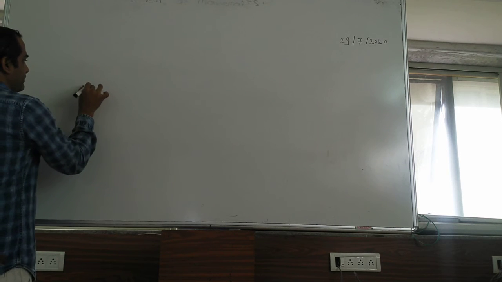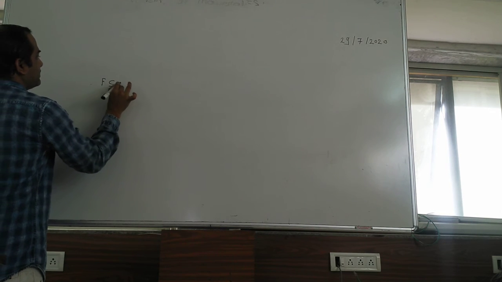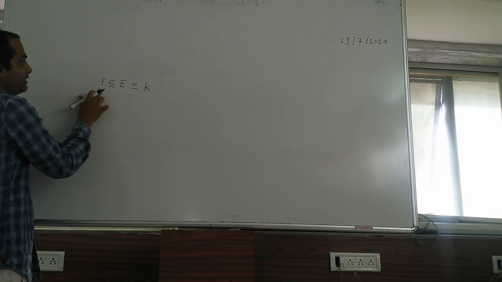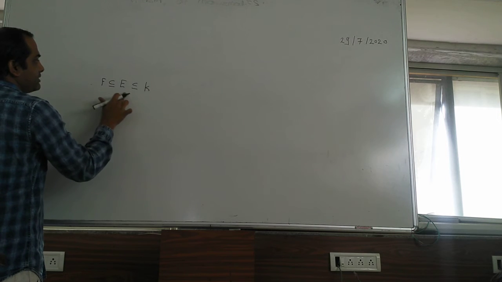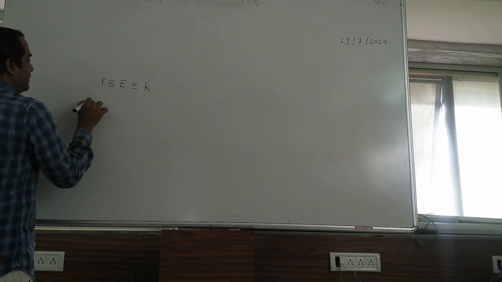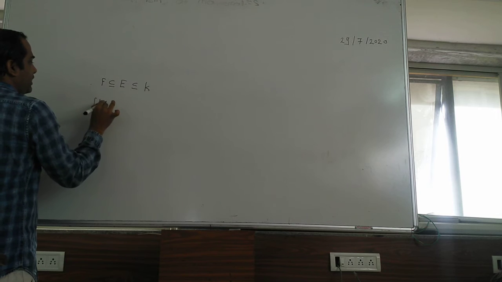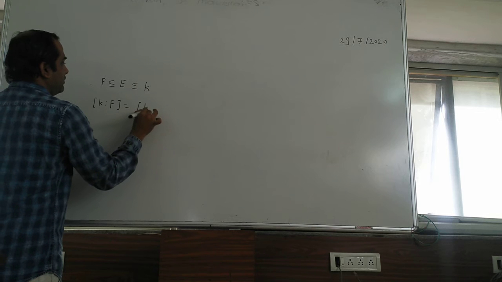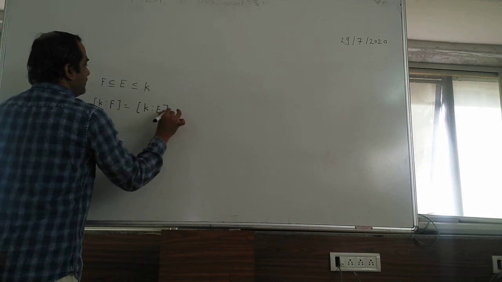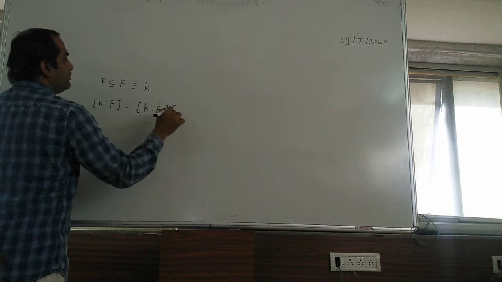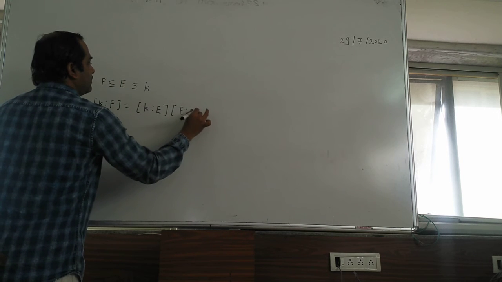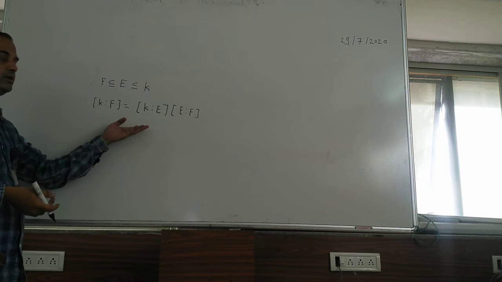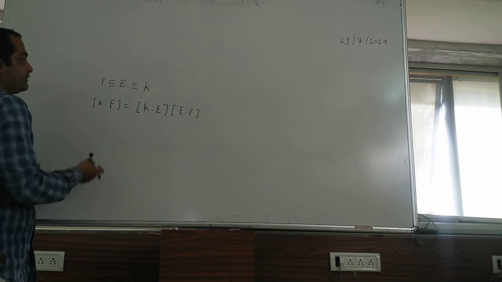In the previous lecture, we have seen that if E is a finite extension of F, and K is a finite extension of E, then the degree of extension of K over F is equal to the degree of K over E times the degree of E over F. This is what we have, a non-zero degree, not even 1 because we are taking an extension.